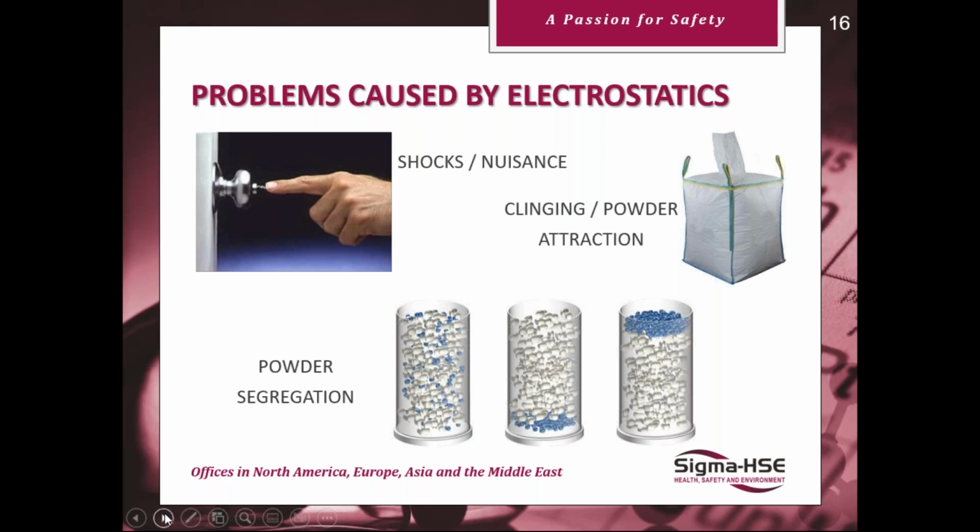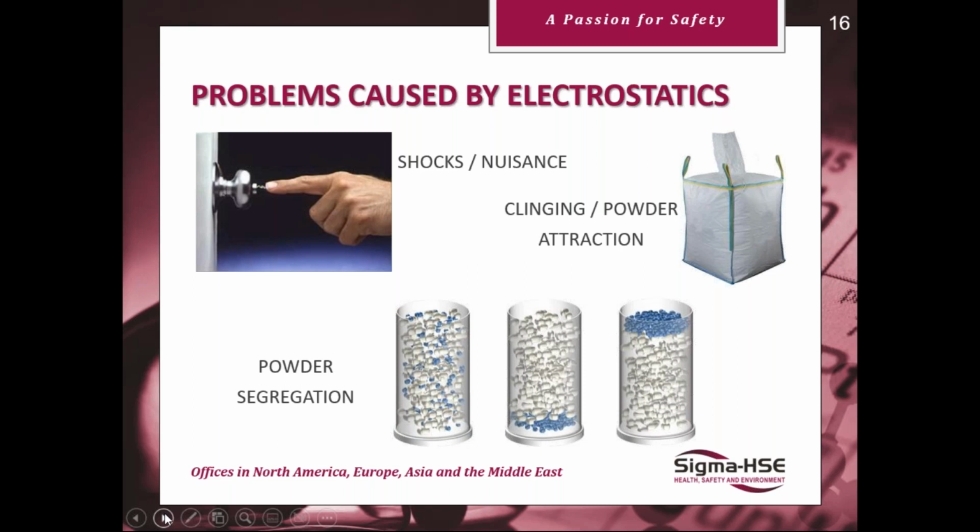But now we come to the problems with electrostatics. These are the ones you normally hear about. You very rarely hear the good things. Normally you only hear the bad things. So shocks, nuisance. If you have electrostatic charge and someone gets a shock, it's not just the fact of the shock. It's the fact that they can make you jump backwards. And in some instances, people have even gone over railings because they've had a large shock and gone back so fast, they've gone over the safety barrier.